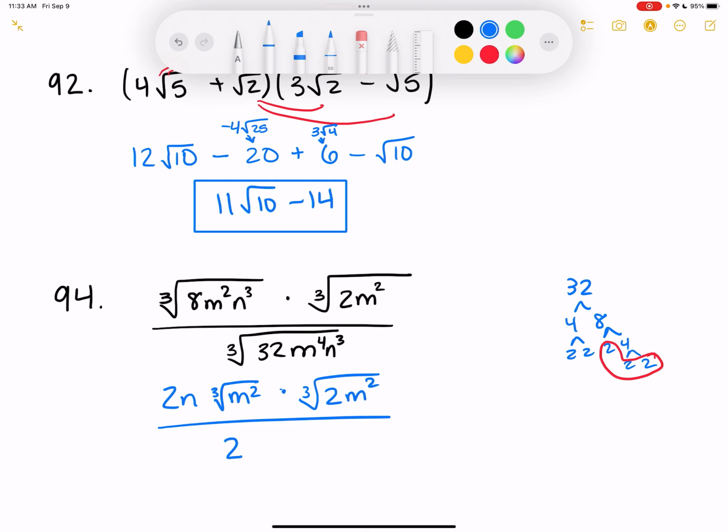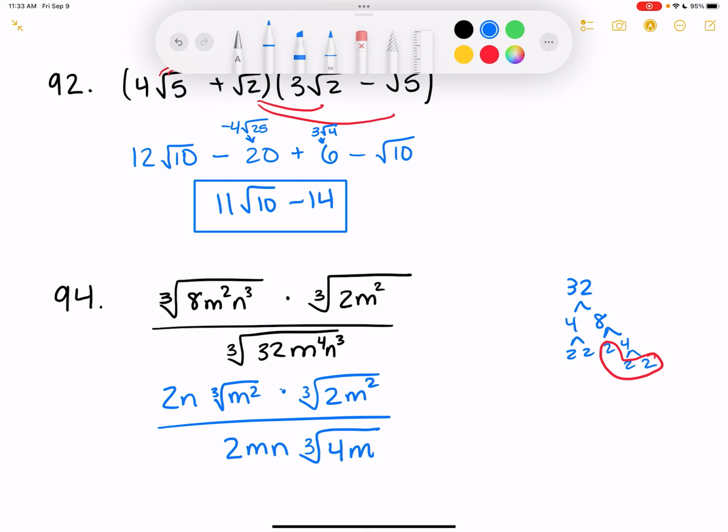So 2, I can take out a set of m's. There's still going to be 1 m left inside. So m, I can take out an n. So then inside the cube root, I'm left with 4m. That makes sense. I have no idea what you do now.